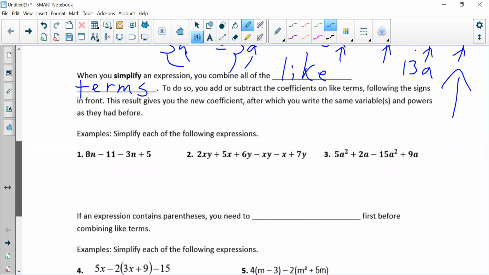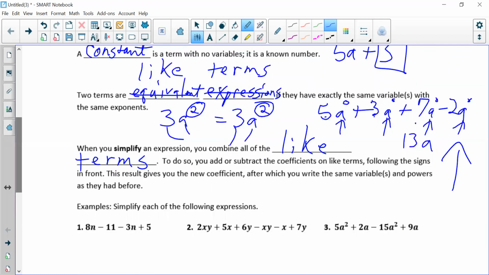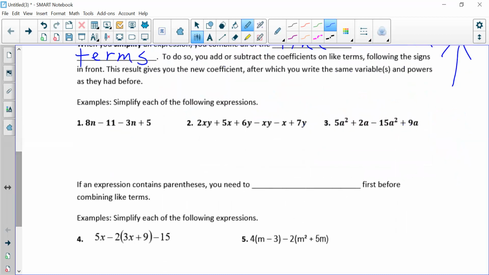All right, simplify each of the following expressions. So start at the left, and let's go. Okay, I have 8n. Do I have any other n's? Oh, hey, look, there's a -3n. So 8n minus 3n leaves me with 5n. All right, do I have any more n's? Nope. Okay, go back to the left. I'm done with the n's. Oh, -11. Any more constants? Oh yeah, plus 5. So -11 plus 5 is -6. And that's as simple as it gets. You notice I have no more like terms there.